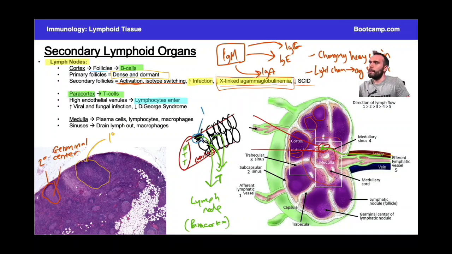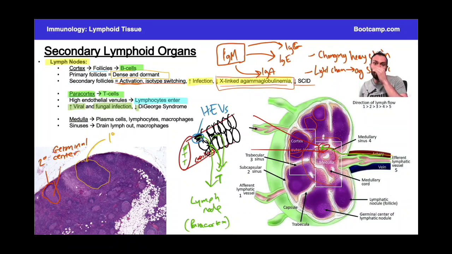HEVs. And remember, those are in the paracortex. Now remember, the T cells, we'll talk about this in great detail, are very much associated with viral and fungal infections. So if you had a viral or fungal infection, you would see a pretty significant increase in the density of the paracortex in general. You might see some paracortical hypertrophy.